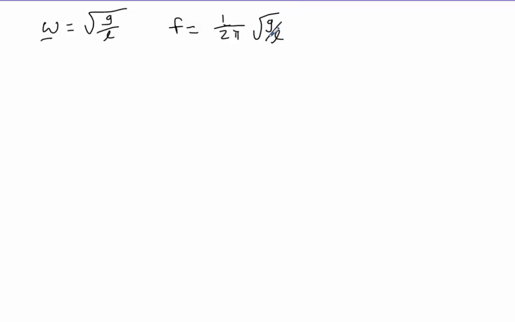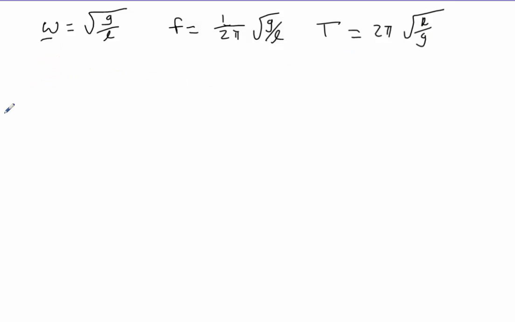And then finally, period, which is the time for one complete swing, which is the inverse of frequency, is just 2 pi times the square root of L over g, where L is the length of the pendulum and g is the acceleration due to gravity.